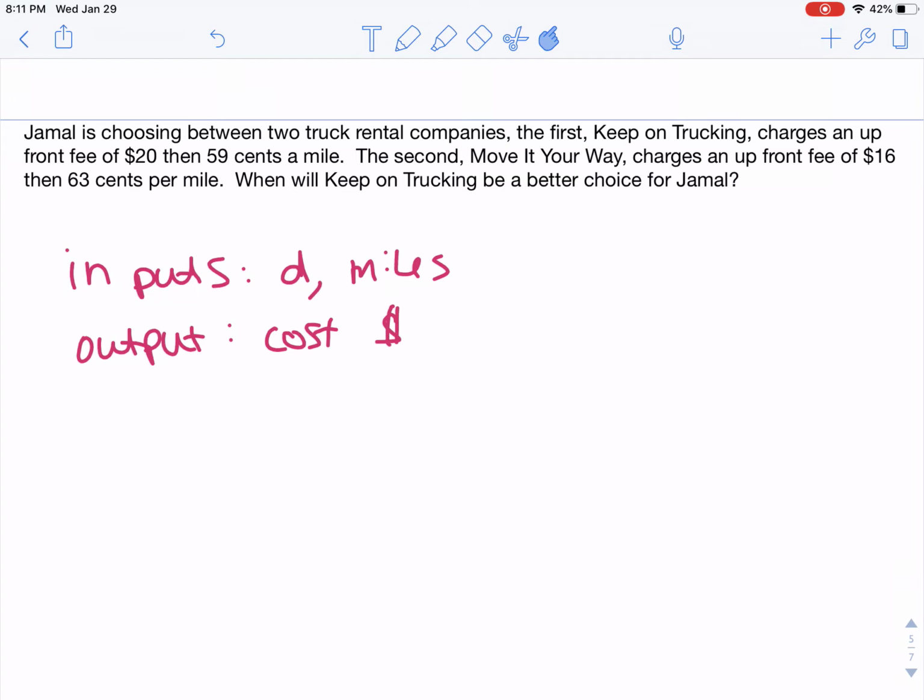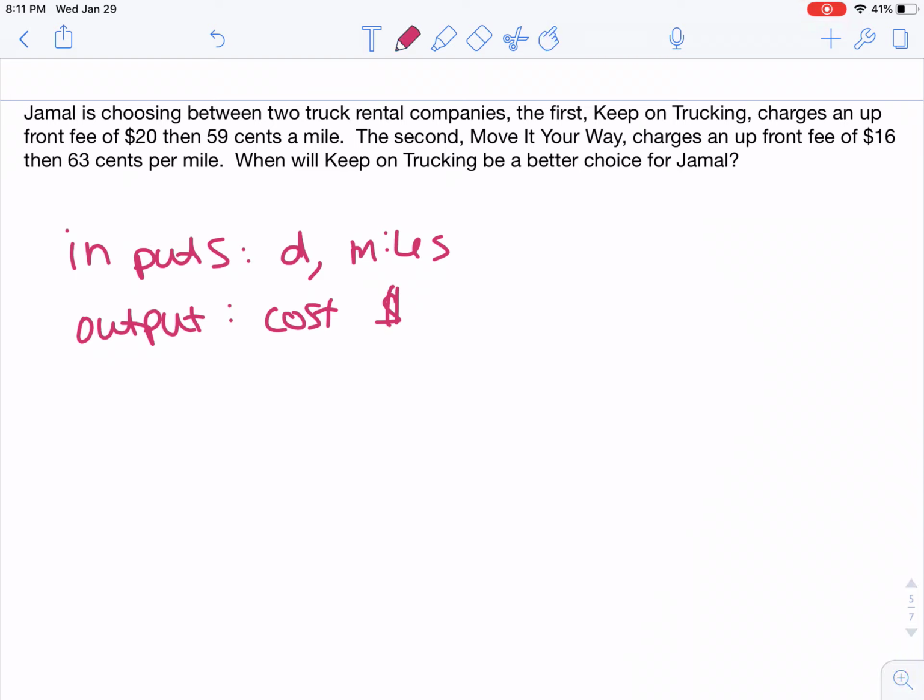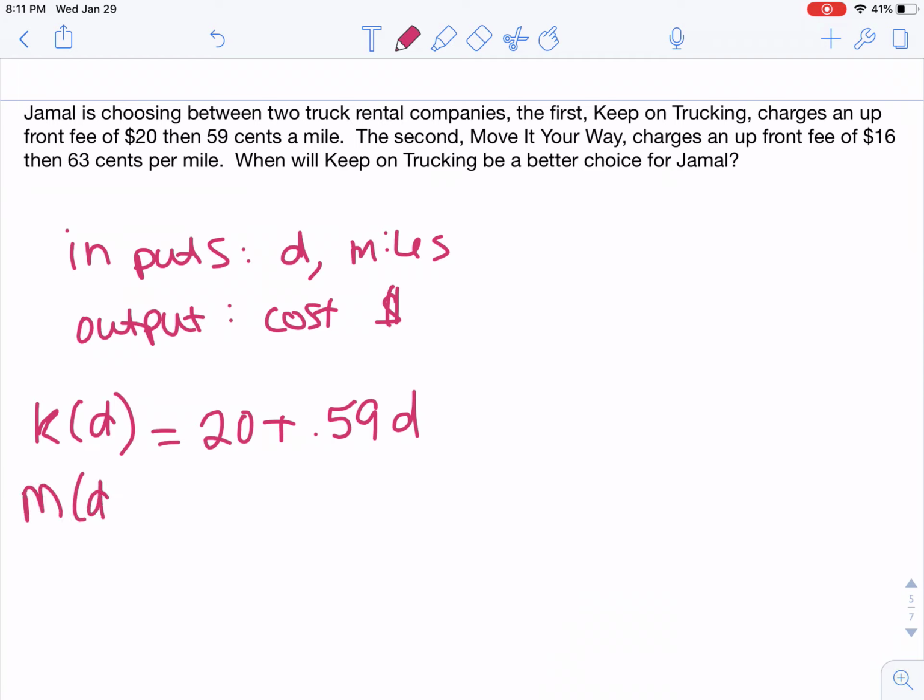Now we've got two companies, so we're going to have two different equations. For Keep On Trucking, I'm going to call this K of D. So the cost for the distance using Keep On Trucking is an upfront fee of $20 plus 0.59 per mile. For the moving company, I'm going to call this one M of D. They charge an upfront cost of $16, but then they charge 0.63 per mile after that. So 0.63 times the distance.